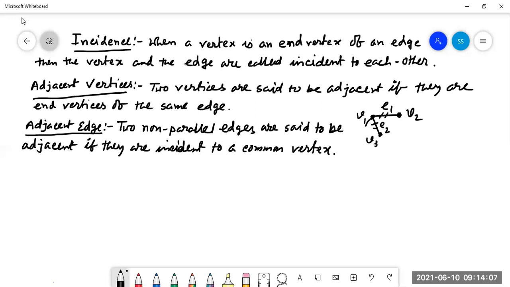But if there is another edge here, which is called the parallel edge E3, E3 is not adjacent. E1, E2 is adjacent and E1, E3 is adjacent. But here E2, E3 are not adjacent. Clear?